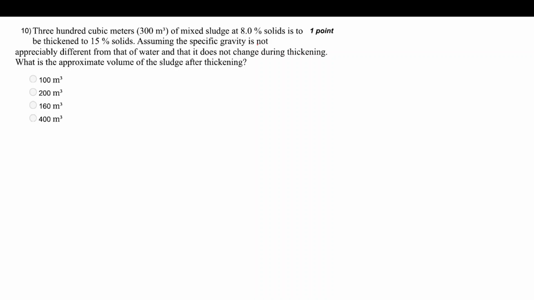The next question is: 300 cubic meter of mixed sludge at 8% solid is to be thickened to 15% solids, assuming specific gravity is not appreciably different from that of water, and it does not change during thickening. What is the approximate volume after thickening? Since it is mentioned that specific gravity is not different from water and is not changing, in that case we can equate volume. So this is the process which is going on.